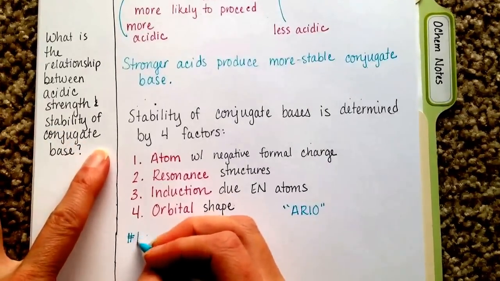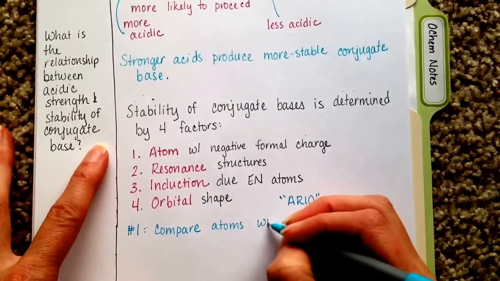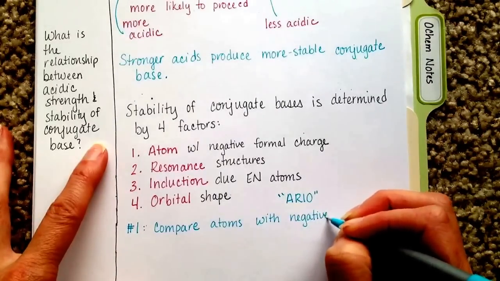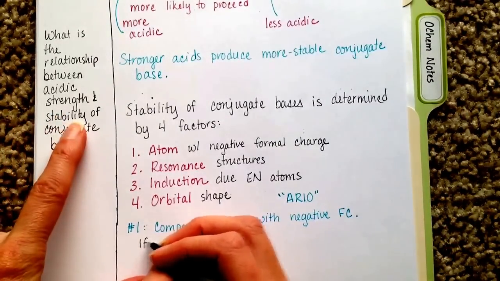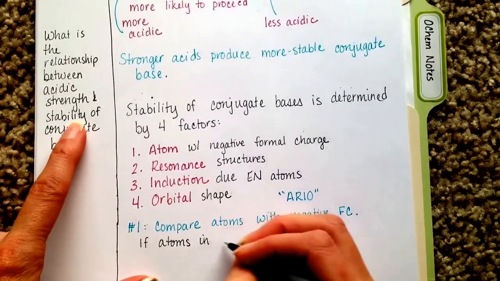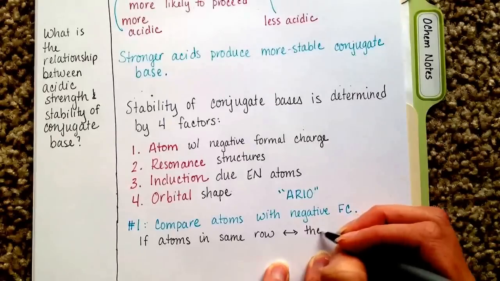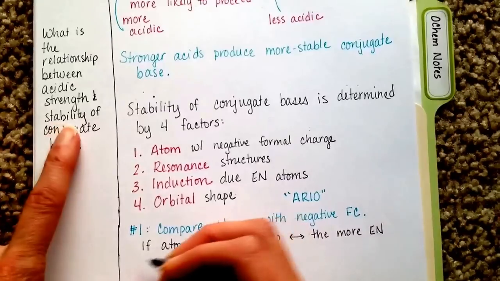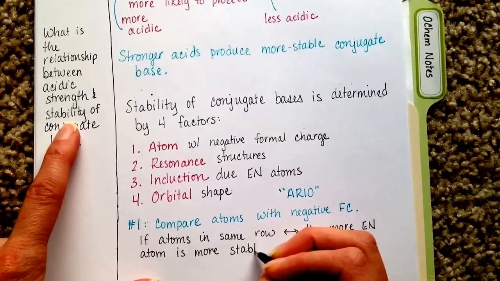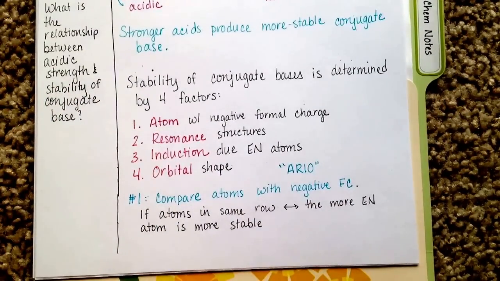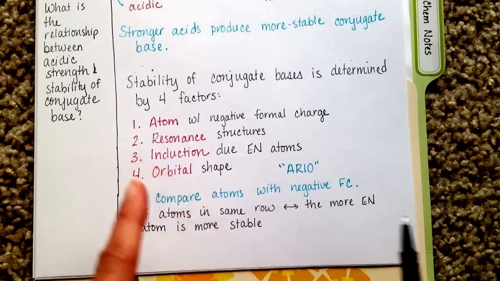So number 1, compare the atoms with the negative formal charge. And if the atoms are both in the same row on the periodic table, the atom that's more electronegative is the one that's more stable. And this makes sense because the more electronegative atom is going to be the one that's more comfortable bearing the negative formal charge. And so therefore, the conjugate base that has the more stable negatively charged atom is going to be the more stable conjugate base.